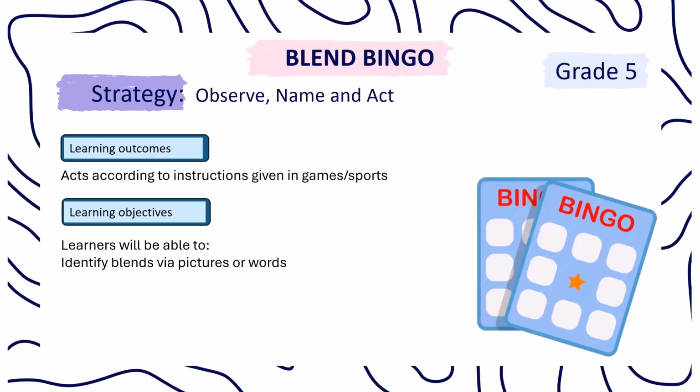Now to the next activity called Blend Bingo. The strategy used here is to observe, name, and act. The learning outcome is that the learners act according to the instructions given. There are very specific instructions that they are required to follow in this game. Here again, the learning objective for a grade 5 learner is to identify blends via pictures or words.